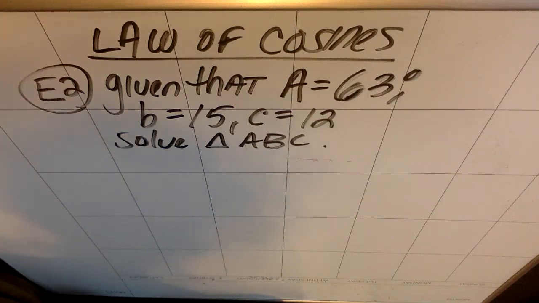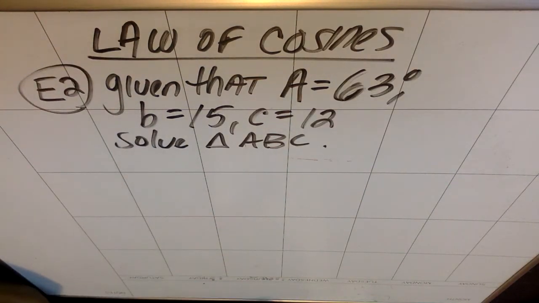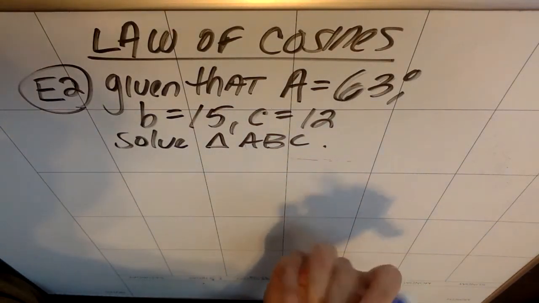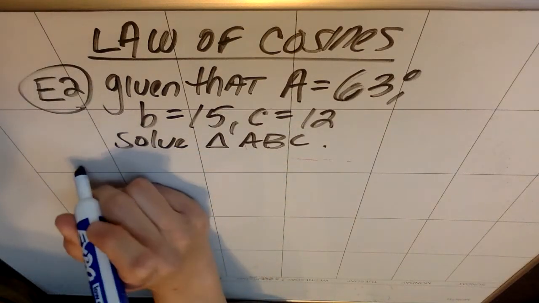All right, so we're going to do example 2 for the law of cosines. We are given that angle A is 63 degrees, little side b is 15, and little side c is 12. We are asked to solve triangle ABC. Whether you choose to draw a rough version of this triangle or not is entirely up to you. If you want, you can just list the 6 things that you need to know.